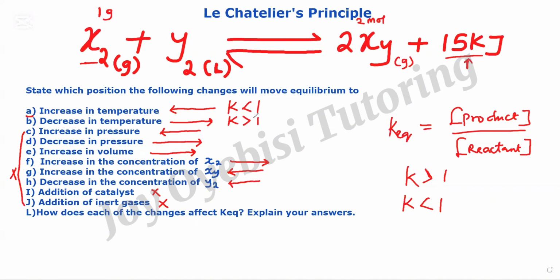Now, sometimes the question is, how would you increase the yield of the product? What changes will you make to increase the yield of XY? All the changes that we've talked about here that favor the product will increase the yield of the product. So decrease in temperature is going to do that because it's favoring the product. Decrease in pressure is favoring the product. Increase in the concentration is favoring the product. So those three, and also increase in volume. Those four will favor increase in the production of XY.